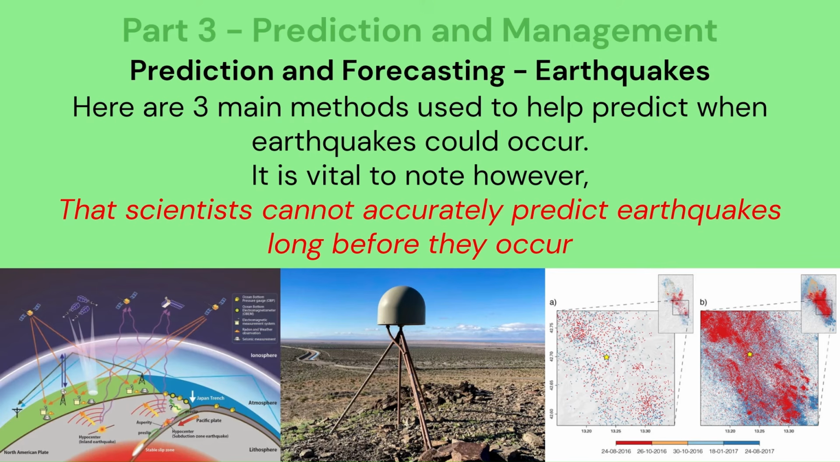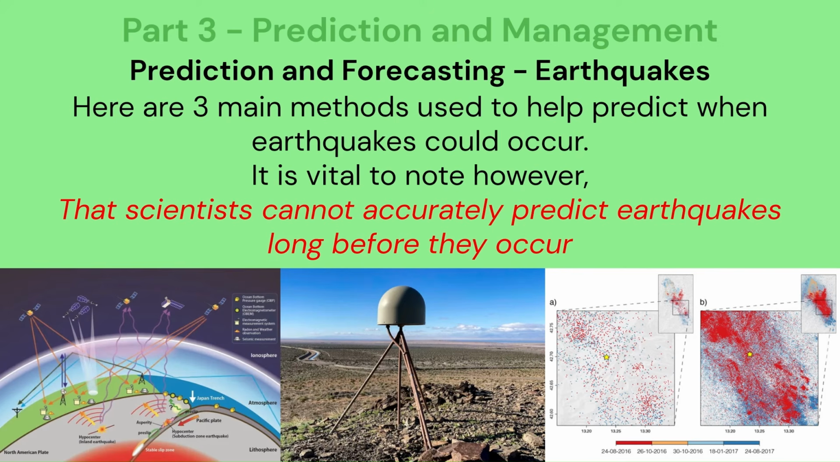While it is not possible to predict the exact time, location, and magnitude of an earthquake, it is possible to calculate the probability of a significant earthquake occurring in a specific area over a given time period. Here you can see the methods used. On the bottom left, you can see ground deformation monitoring. Here, instruments like GPS and interferometric synthetic aperture radar monitor changes in the Earth's crust that might indicate stress build-up.